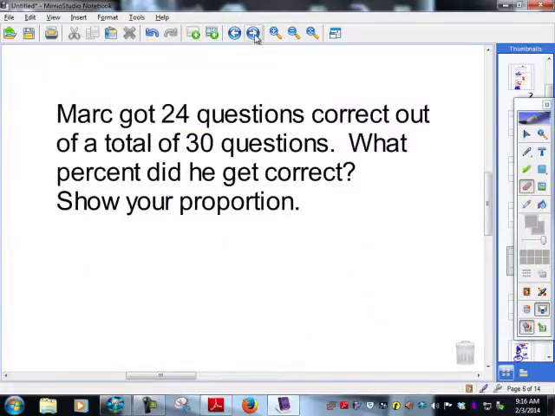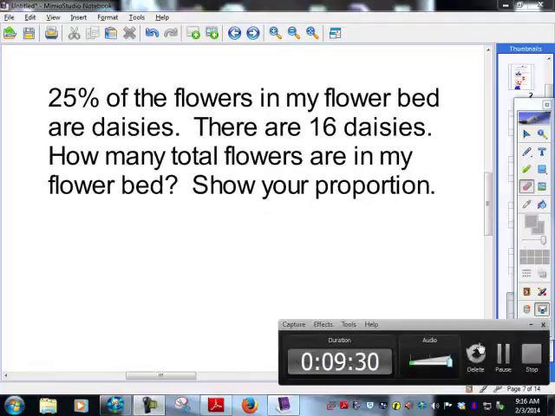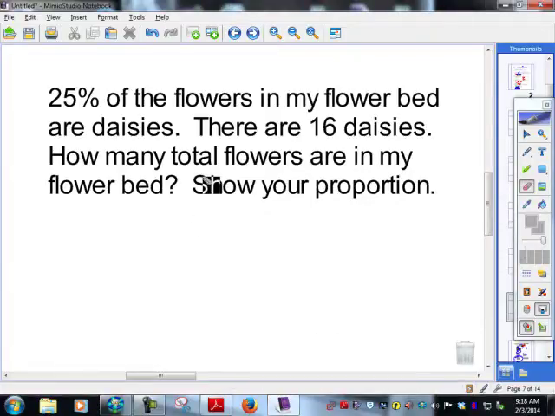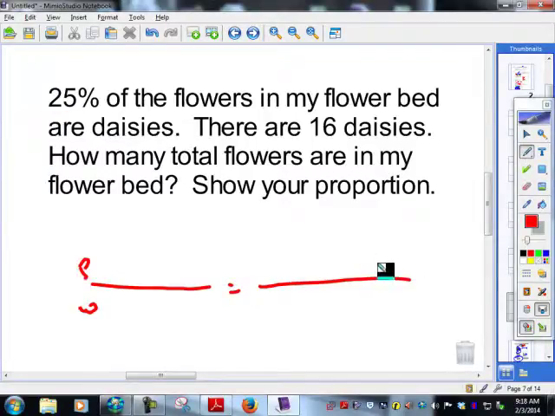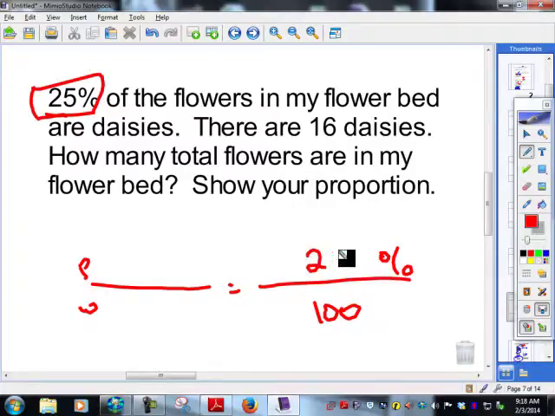Okay, let's go on to the next one. Good job. 25% of the flowers in my flower bed are daisies. There are 16 daisies. Right away, I go ahead and get my proportion on there. I do my part to my whole, and put my 100 there. That's the way we start every time. And then I identify the percentage, correct? That always goes over 100.